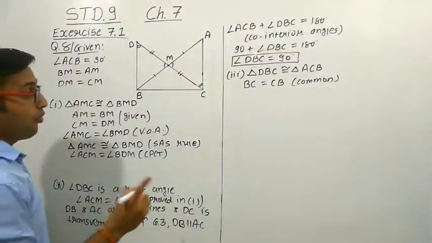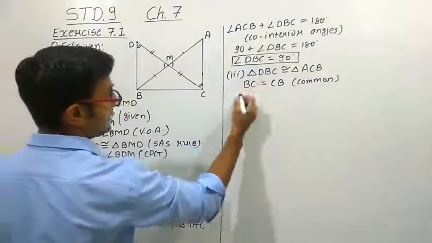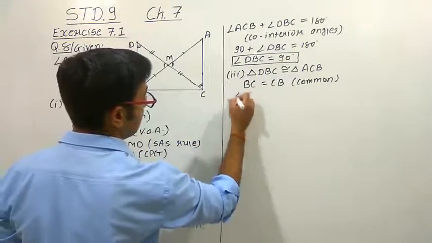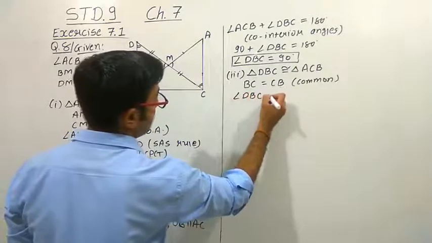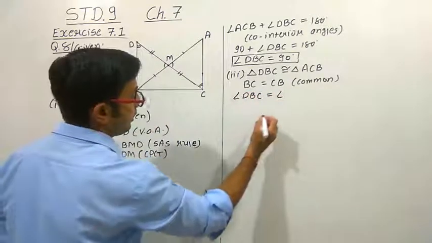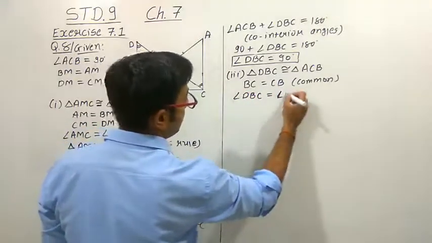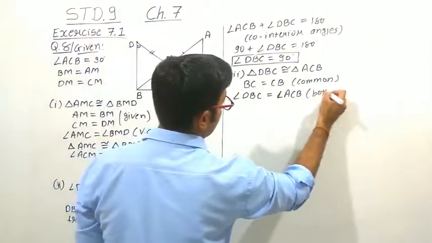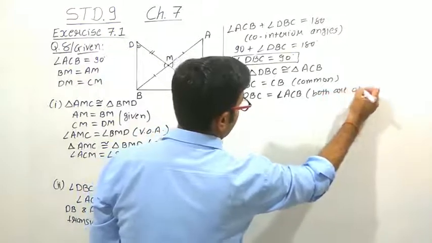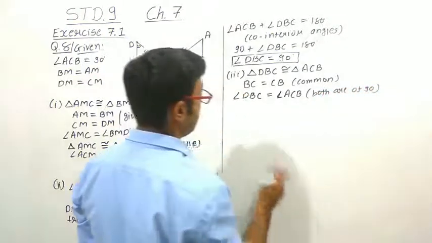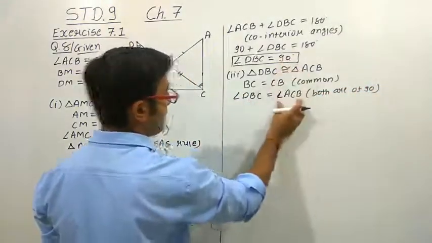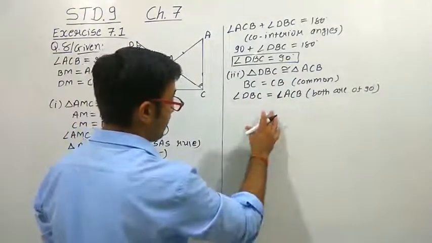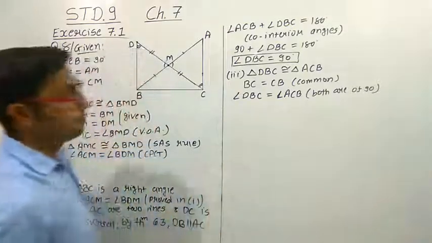Now one more thing, that is angle DBC. We have currently proved that angle DBC is equal to angle ACB. Both are 90 degrees, right? This angle we have currently proved, this ACB we already have given. So two conditions currently we have. Think about the third condition.